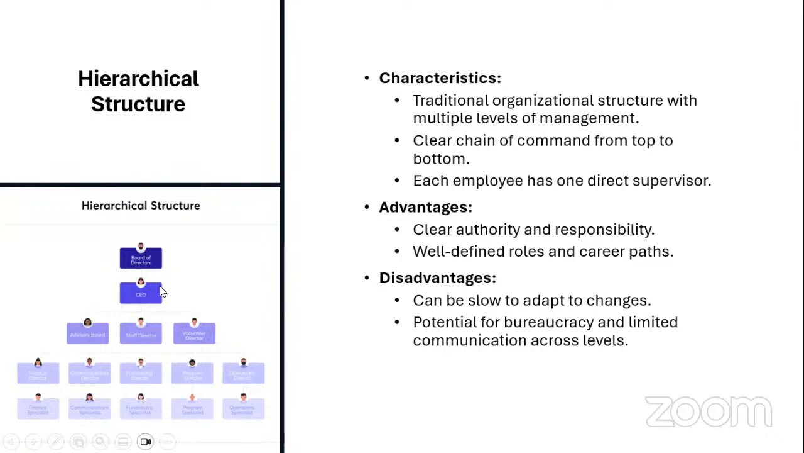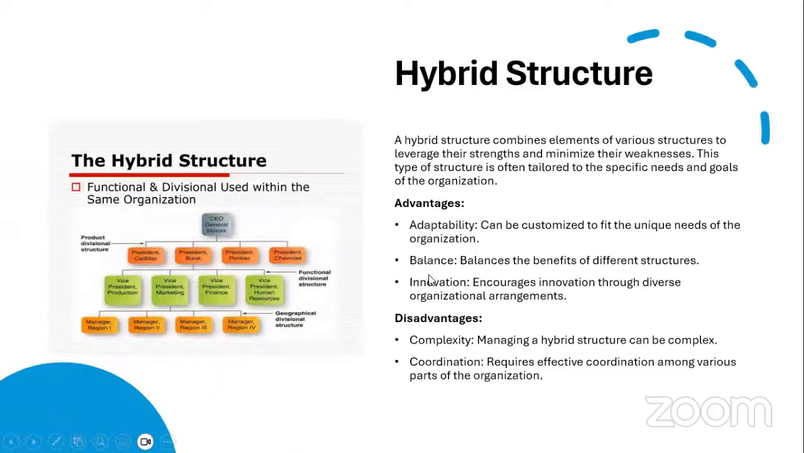You have the board of directors, the CEO, advisory board, staff director, voluntary. So you just keep on like that. They also have what we call the hybrid structure. The hybrid combines elements of various structures to leverage their strengths and minimize their weaknesses. This type of structure is often tailored to the specific needs and goals of the organization.